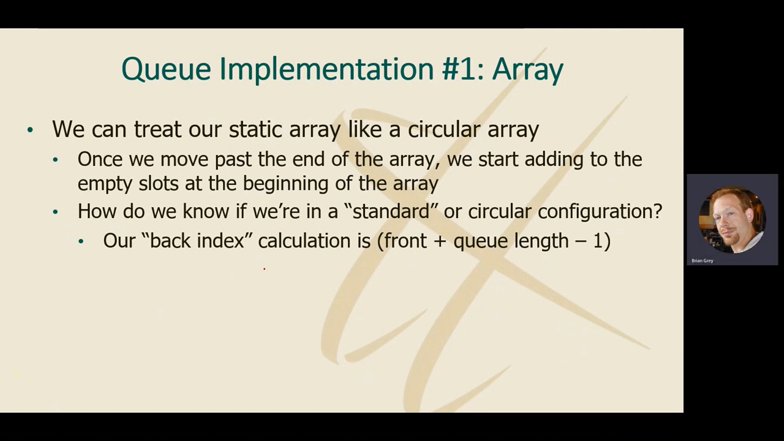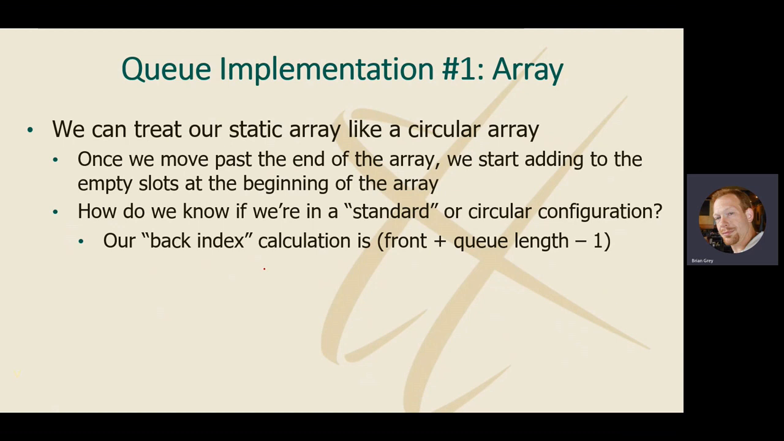If we're calculating it, then we've got this calculation. Now our back index is front plus queue length minus 1. Well, let's imagine that we've got our front at index 2, an array of size 10, and 9 elements in our array. Our back index is 2 plus 9, which is 11, minus 1 is 10. But we only have an array of size 10. Our back index is at 10, but our maximum index is 9.